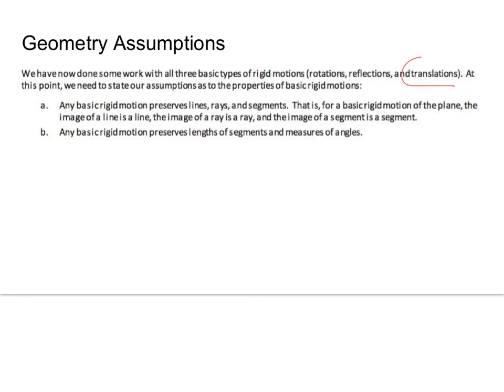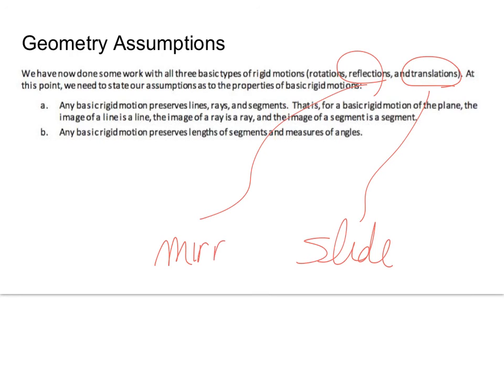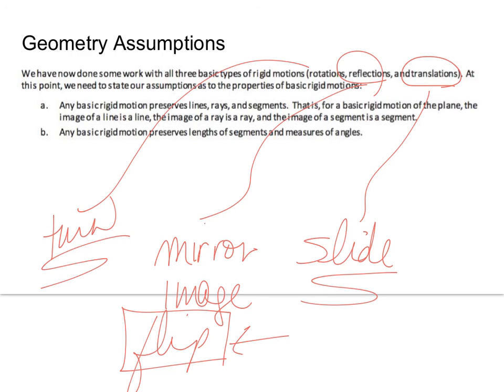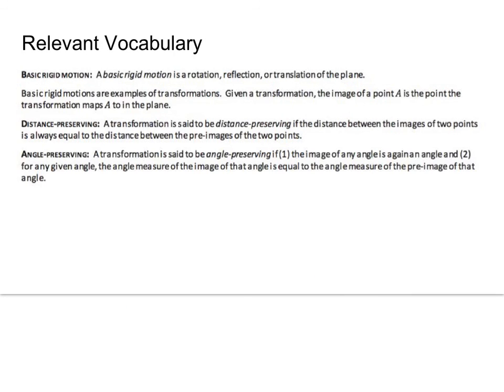I've always learned that translations, another word, would be a slide. A reflection is like a mirror image. And a rotation is a turn. A turn, a slide, and actually I've always called that one a flip. So a turn, a slide, and a flip. So we're studying basic rigid motions right now. If you look at the relevant vocabulary, a basic rigid motion is a rotation, reflection, or translation of the plane. Basic rigid motions are examples of transformations.